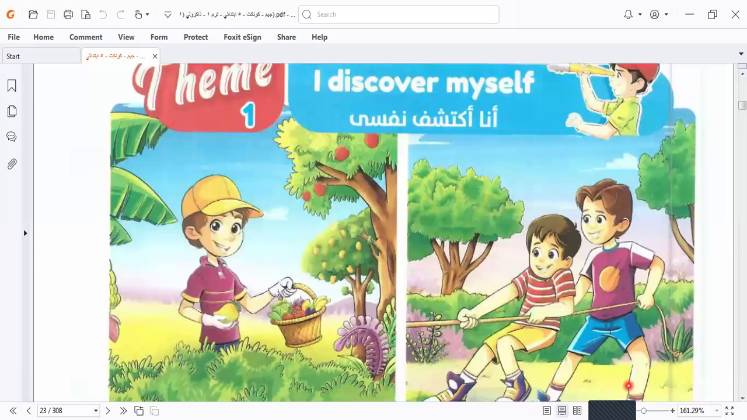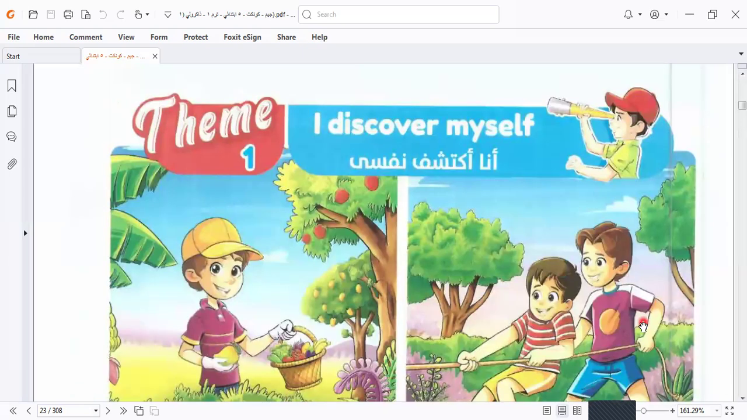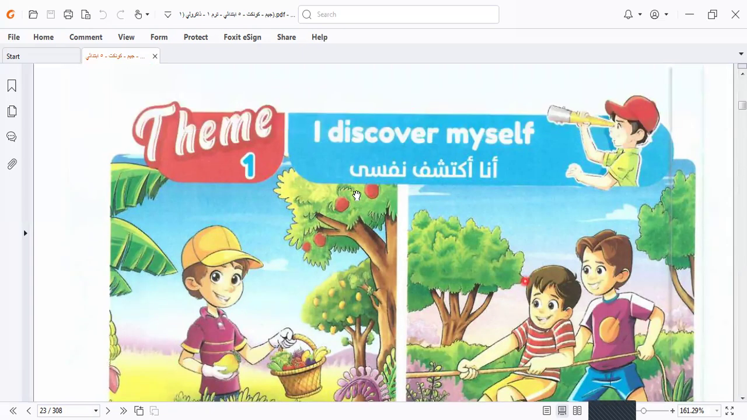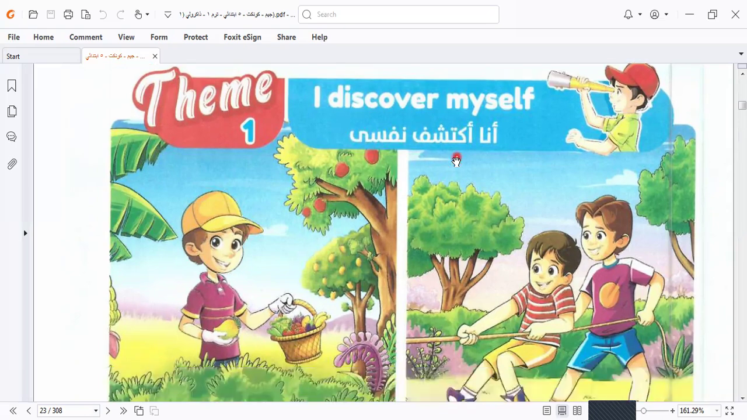Here we have the first lesson, the first unit. I will explain the first unit in the book Connect. Let's go to note together. This is the first unit in Connect, grade 5: I Discover Myself, Team 1.